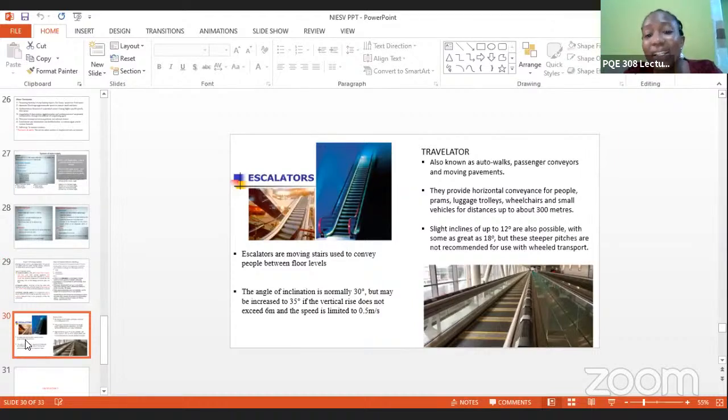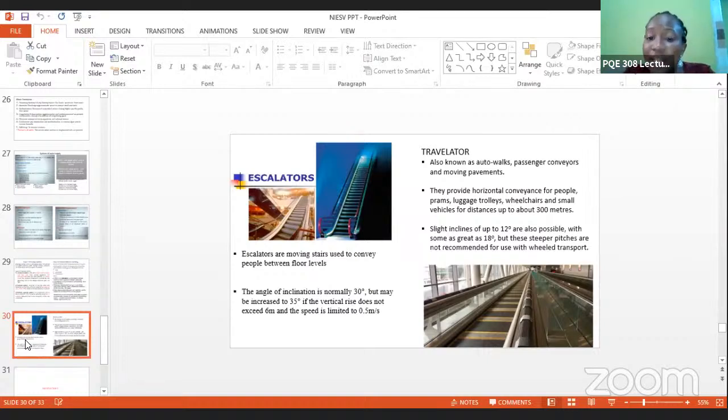we have what? Escalator. Escalator, when we go to ShopRite is a good example. Or let me say our shopping malls are good examples of where we can see escalators. That thing like stairs that you just stay on and it moves you upwards, that is an escalator. It's everywhere in our shopping malls. I don't think it cannot be found in an organization; it's not only found in public places. So escalators are moving stairs used to convey people between floor levels.